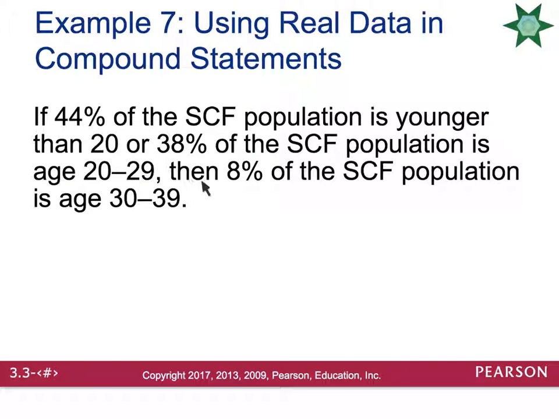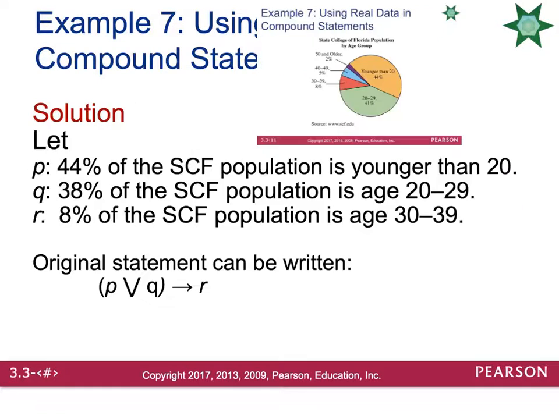Okay, so we're going to determine the truth value of the statement. If 44% of the State College of Florida population is younger than 20, or 38% of the population is age 20 to 29, then 8% of the population is age 30 to 39. So we're going to have to come up with some simple statements to represent some of these things and then determine the truth value. Okay, so here's our simple statement setup.